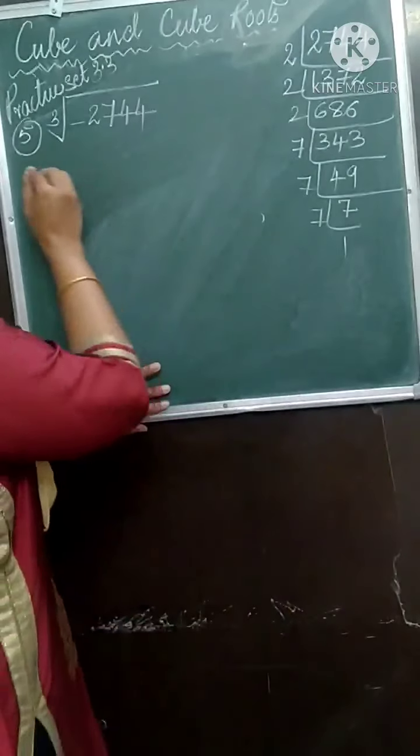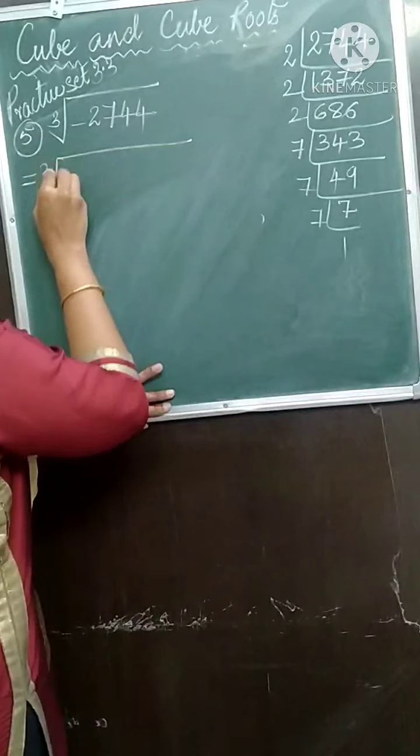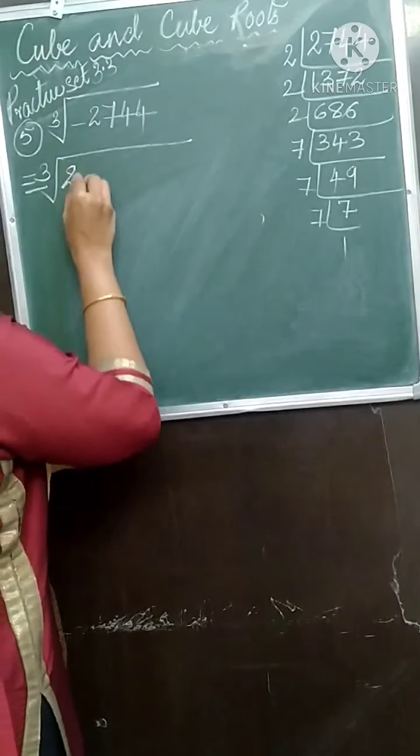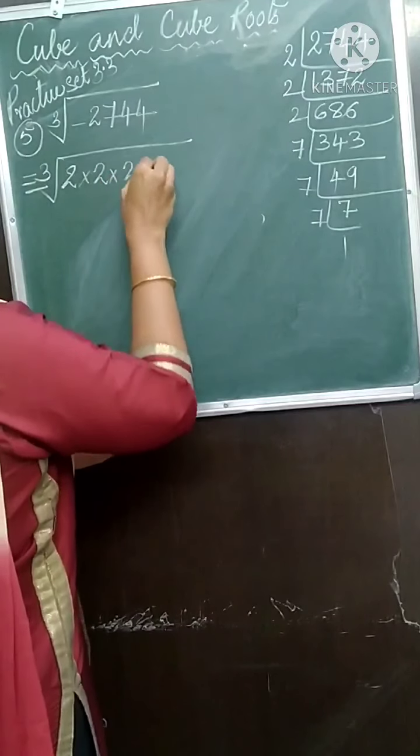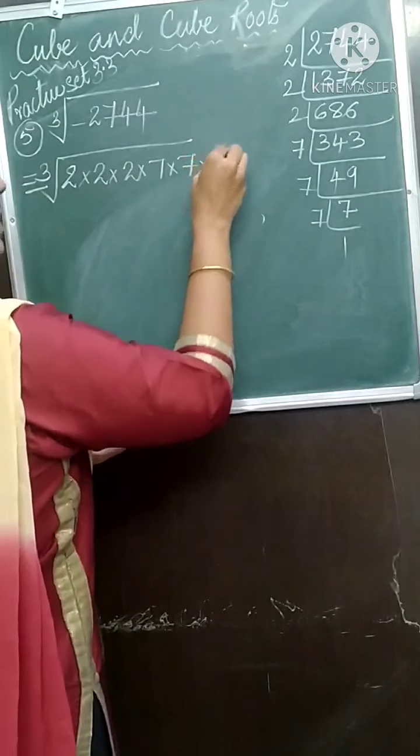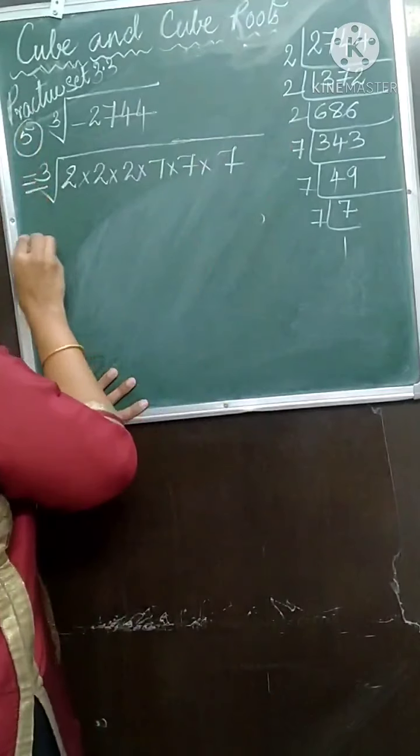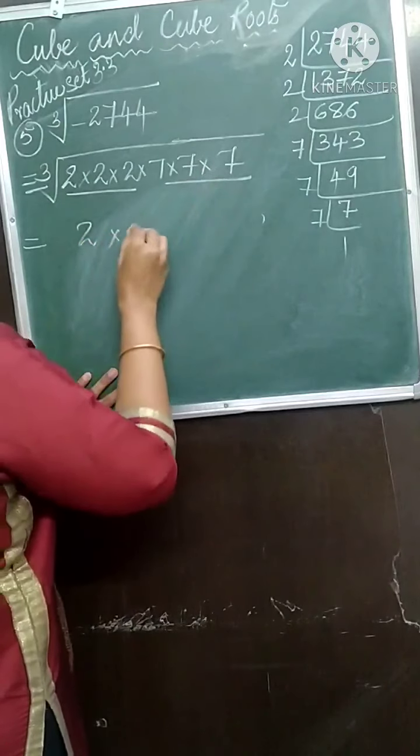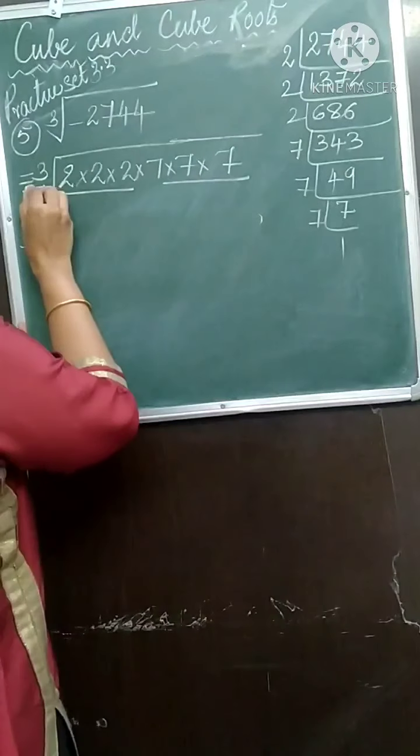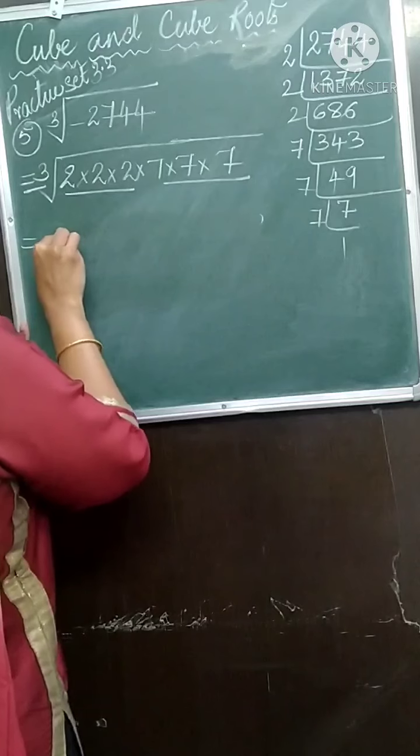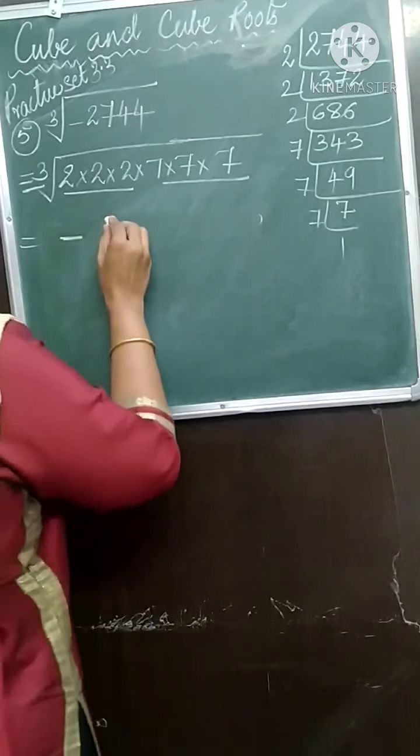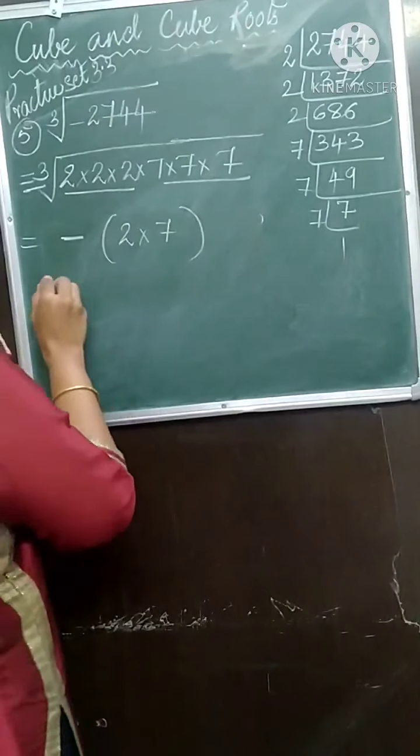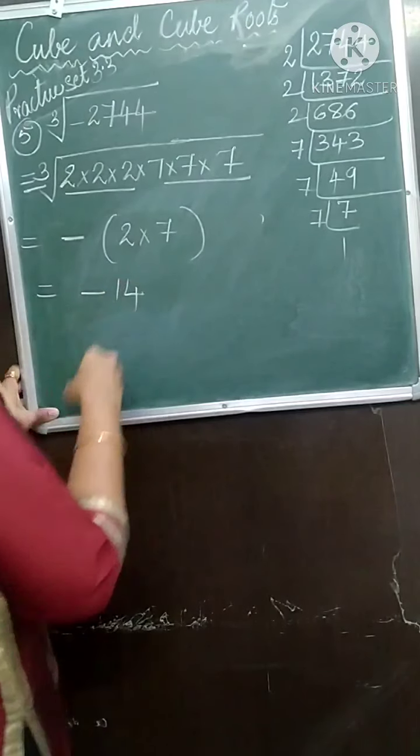Okay? So let us copy the digits. Cube root of minus, you can write outside the root. 2 into 2 into 2 into 7 into 7 into 7. Extend the root. So make groups. Out of 3 twos, 1 two will come out. Out of 3 sevens, 1 seven will come out. This minus sign is there outside. Remember. So put the minus sign. So you have 2 into 7. So 2 into 7 will be minus 14.